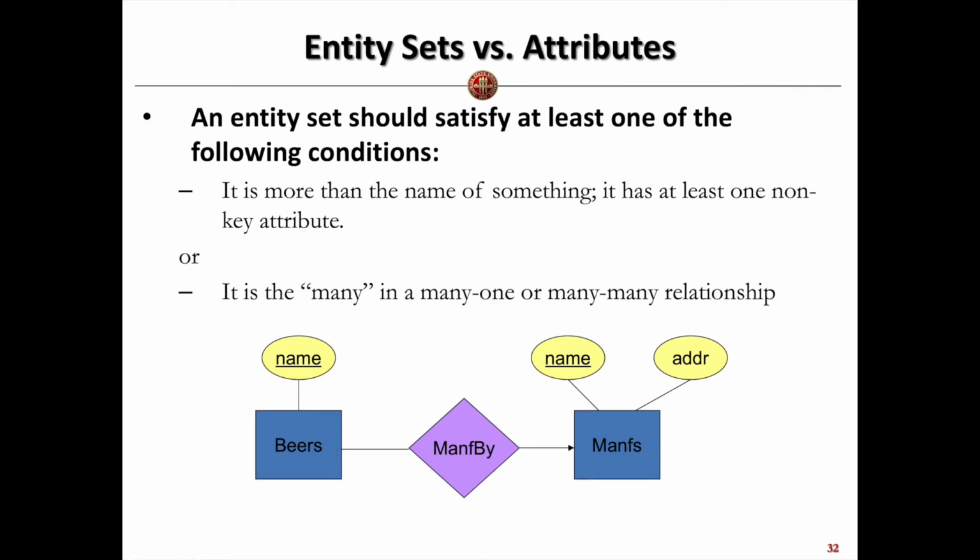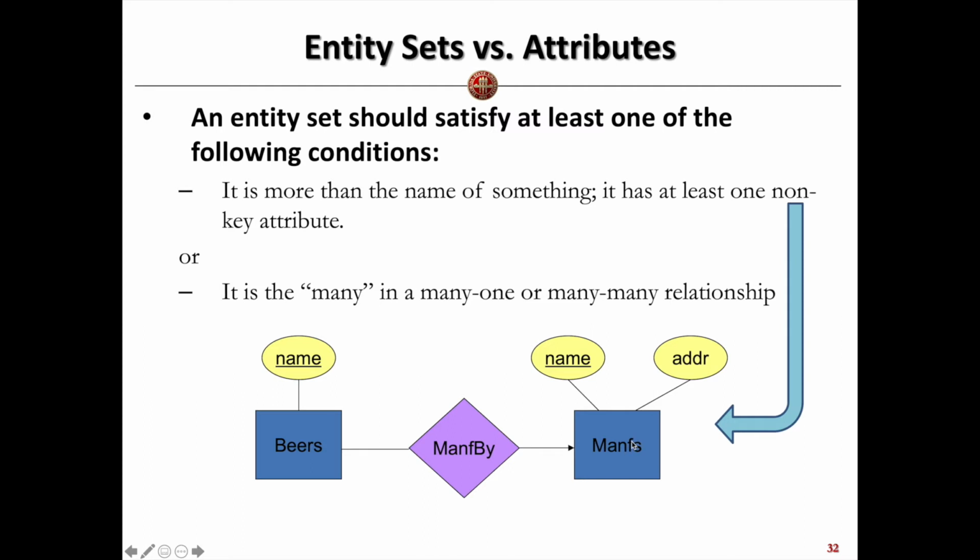Or we can design this information as an entity instead of an attribute if this kind of entity can serve as the many side in a many-to-one relationship or a many-to-many relationship. Just like the example we showed before for the beers as well as manufacturers. We can design the manufacturer as an entity because besides the key, the name, it contains one more attribute, the address, right? Because of this reason, we can design the manufacturer as an entity.